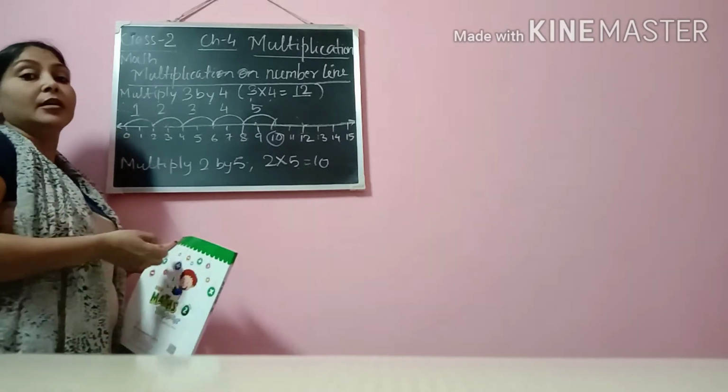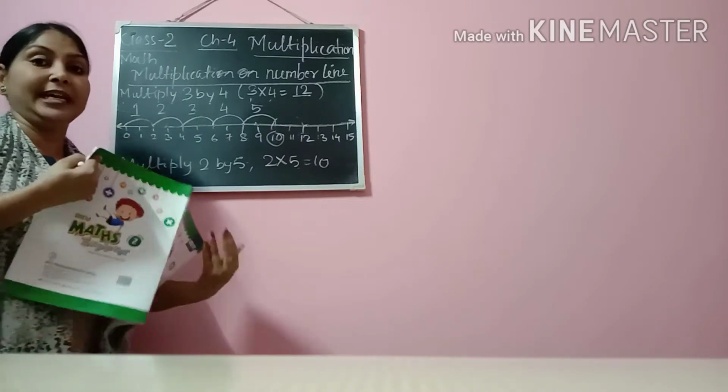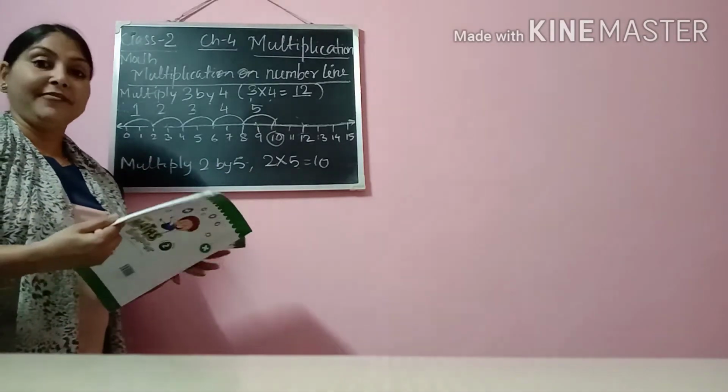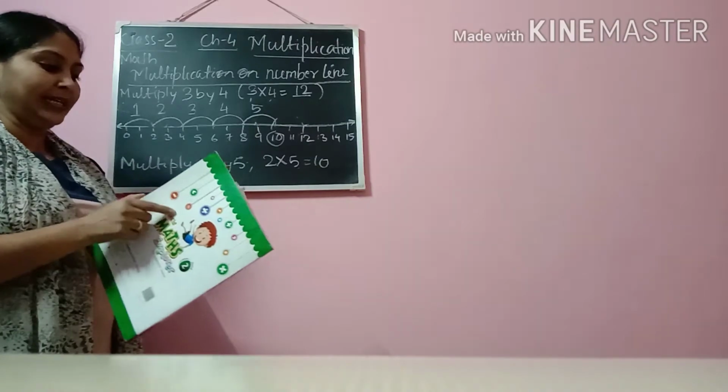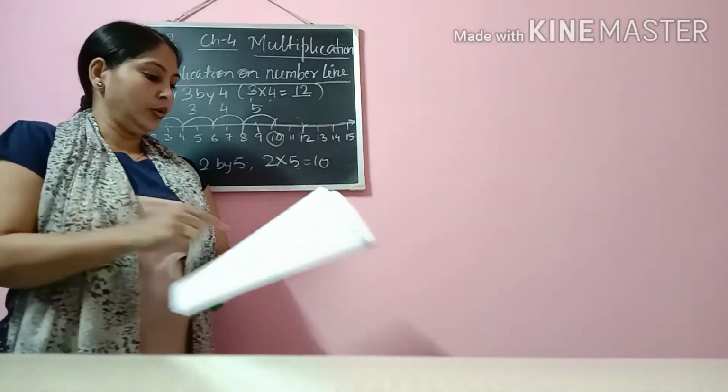So every time you are skipping what? You are skipping 2 numbers. And how many times are you skipping? You are skipping 5 times. So your answer is coming, 2 5s are 10. You can see in your book also, you see here.